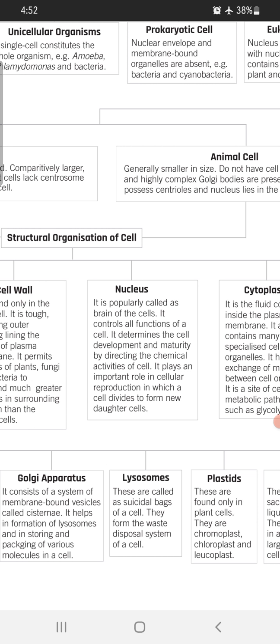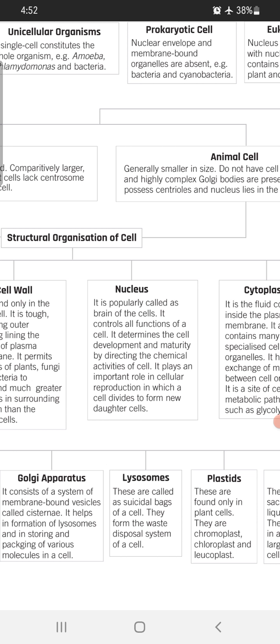As the brain controls our body, in the same way, the nucleus is known as the brain of the cell because it controls all the metabolic functions which occur inside the cell. Now, what is the function of the nucleus? The nucleus has the genetic material which helps in inheriting the characters from the parents to offspring.